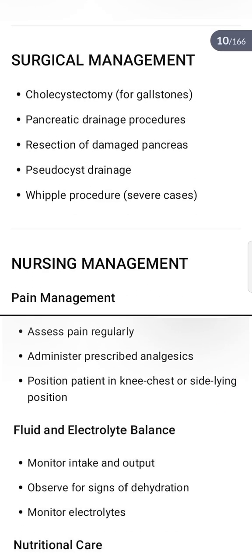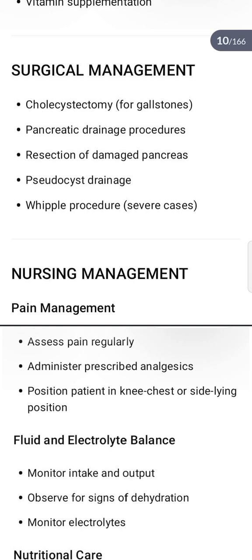So now let's see surgical management. Cholecystectomy: अगर gallbladder gallstone की वजह से pancreatitis है तो हम लोग सर्जरी करेंगे cholecystectomy. Pancreatic drainage procedure can be done. Resection of damaged pancreas means we can cut off the damaged part of the pancreas. Pseudocyst drainage can be done. Whipple procedure is done in severe cases.